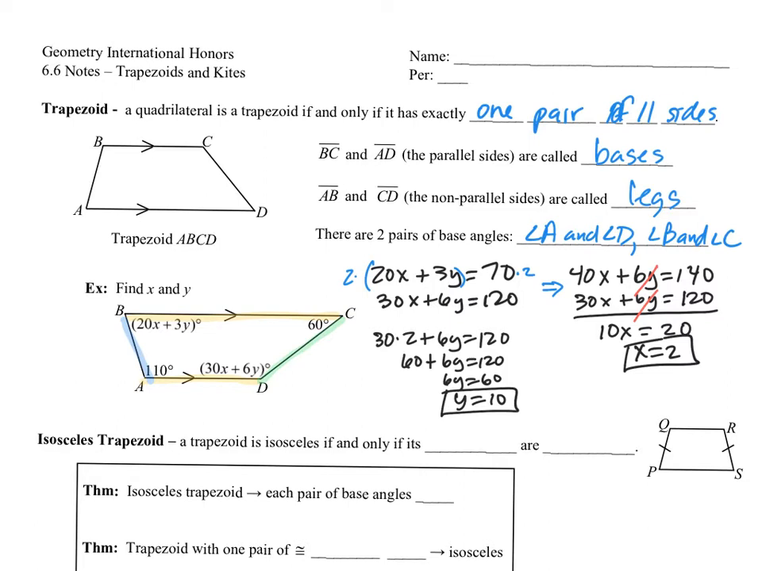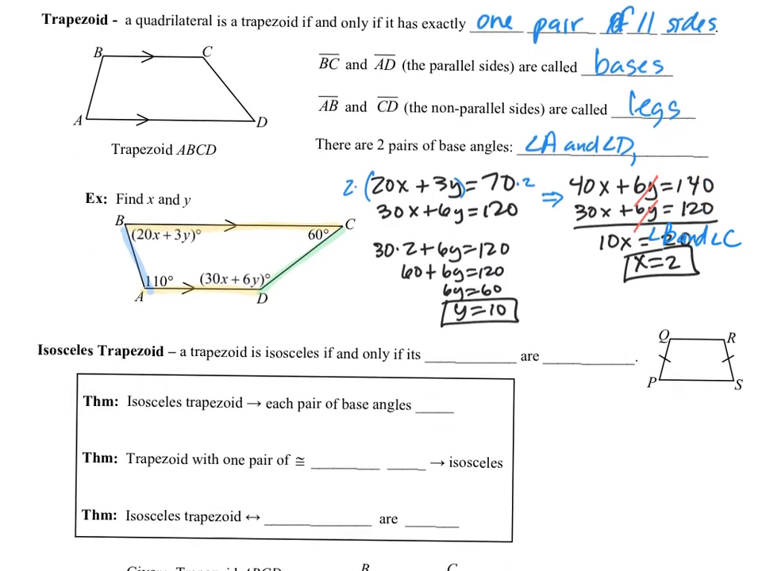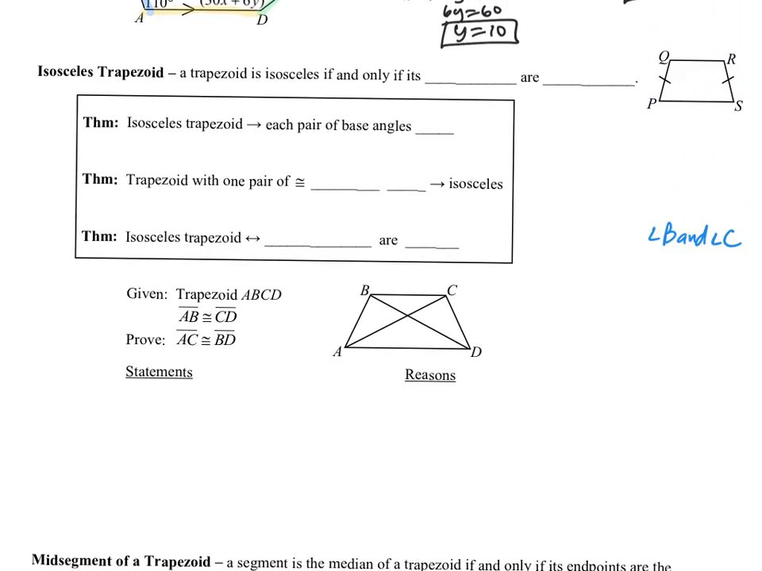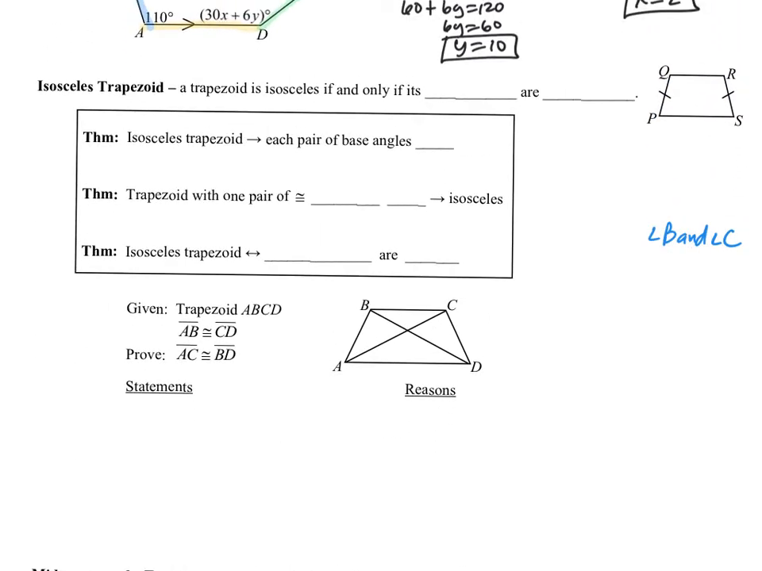So I just wanted to do that little example to remind you of what we've learned in the past about parallel lines and transversals, about supplementary angles, and also how to solve a system of equations. Okay, so let's continue our discussion of trapezoids, and we're going to talk now specifically about a special kind of trapezoid called an isosceles trapezoid.